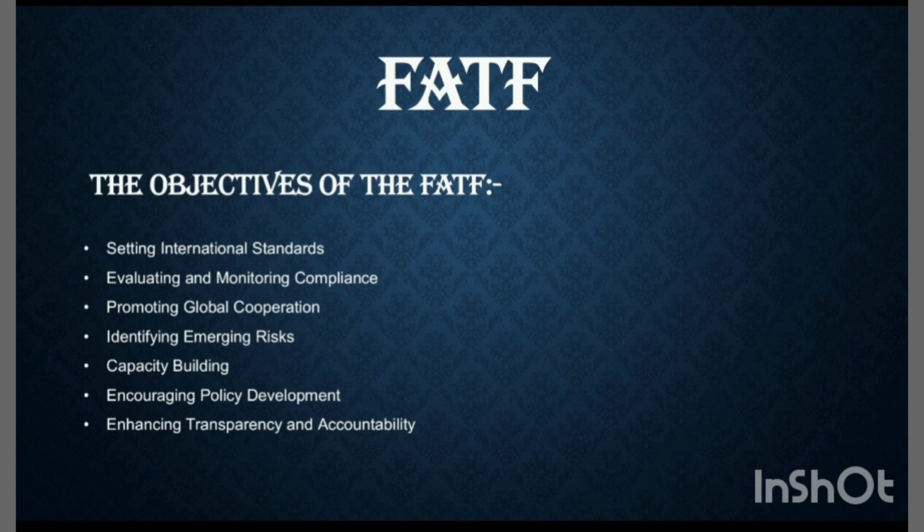Overall, the objectives of the FATF are focused on promoting global financial integrity, preventing illicit financial activities, and strengthening the resilience of the international financial system against money laundering and terrorist financing threats.